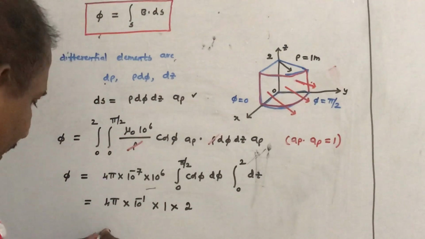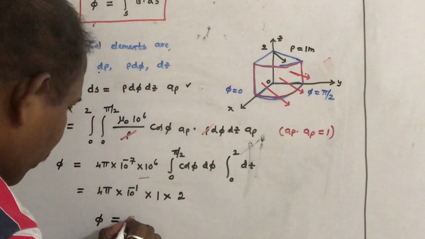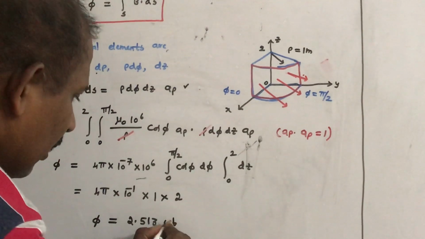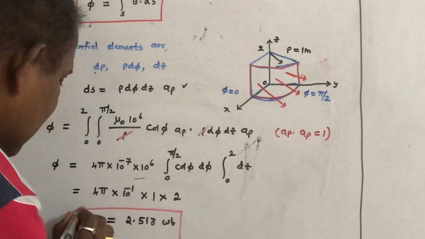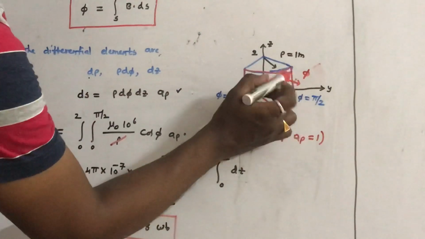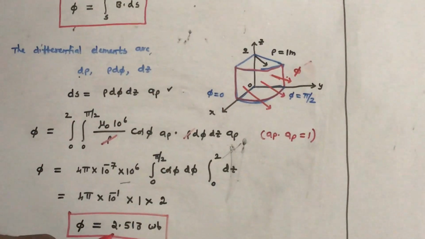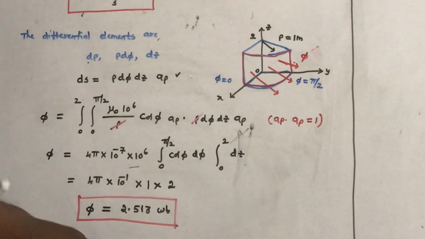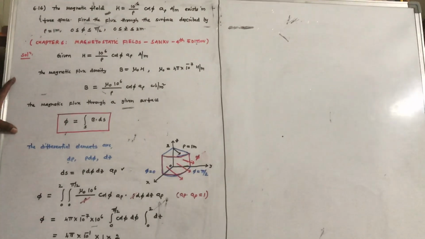Finally, the magnetic flux passing through the given surface comes out as 2.513 Webers. The magnetic flux unit is Weber. So this is the magnetic flux passing through this red zone, through this surface. The magnetic flux of 2.513 Webers is passing through the given surface. This is the answer for this very simple question that we have to write in the examination. Thank you.